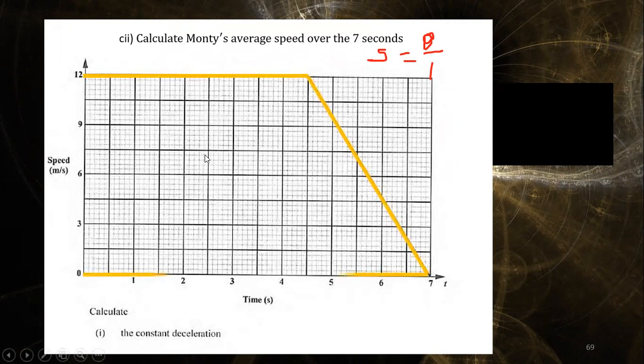So this is the speed time graph here. This will be a trapezium, and when we find the area of the trapezium in this context, we're going to find the distance. So the distance is going to be the area of the trapezium, which is 7 plus 4.5 over 2 by 12. Where did this 7 and 4.5 come from?